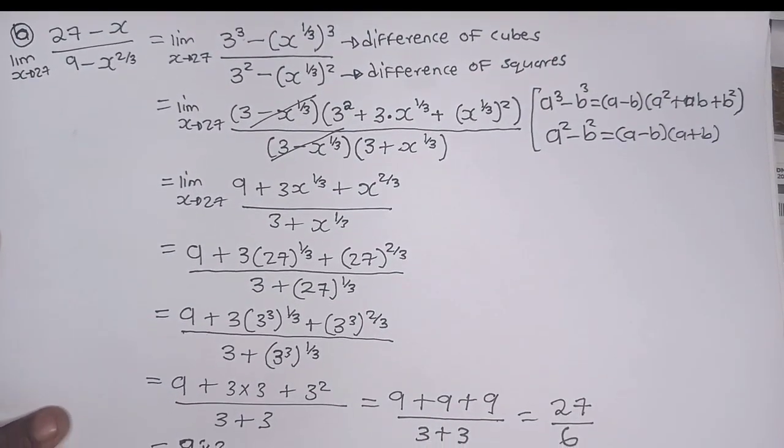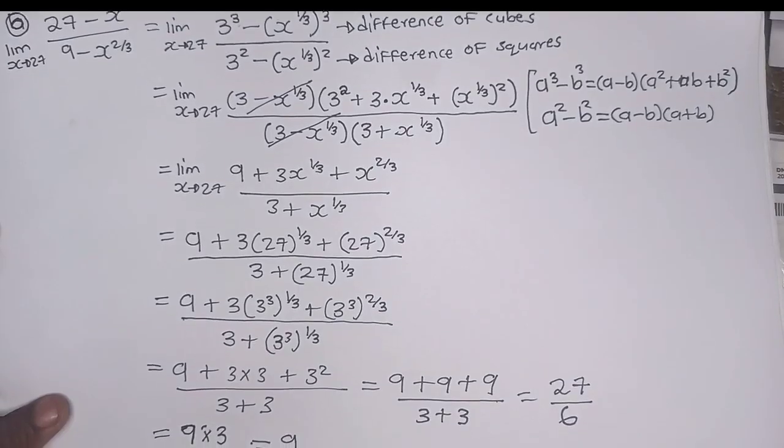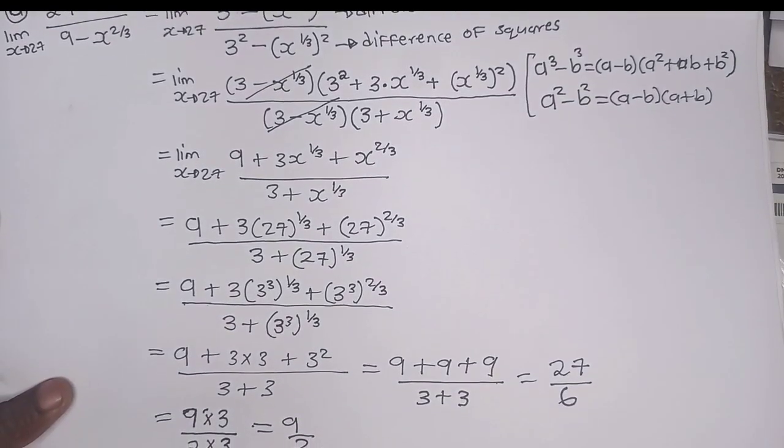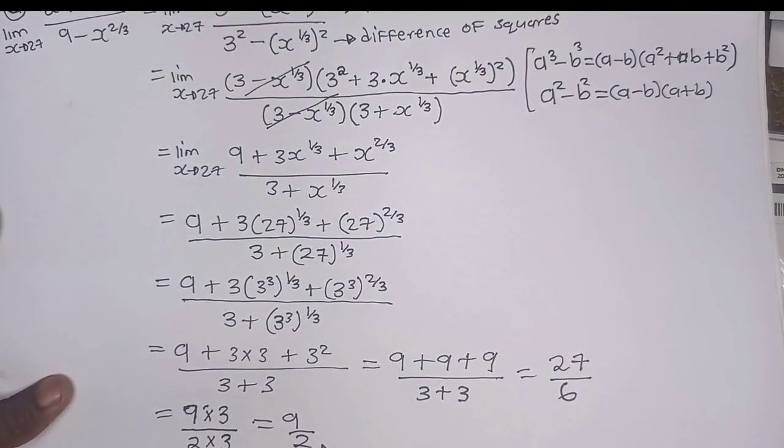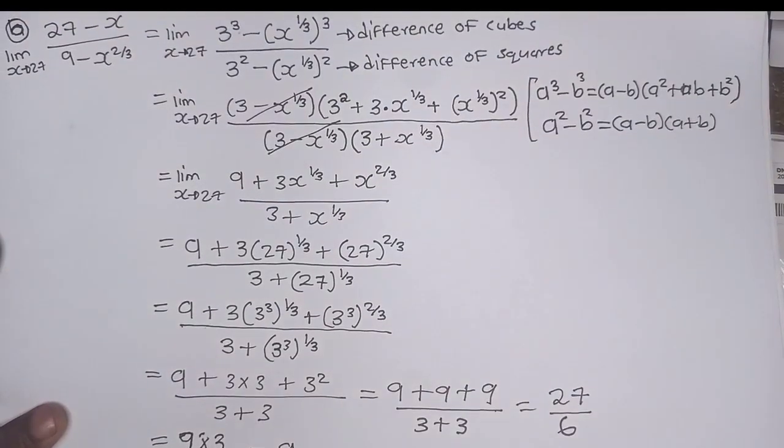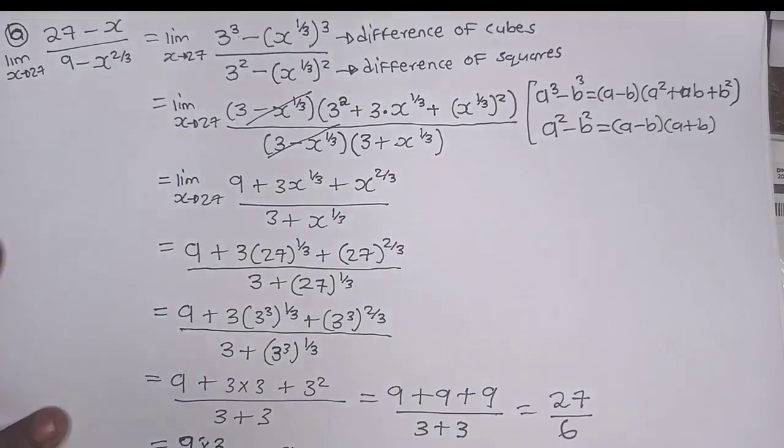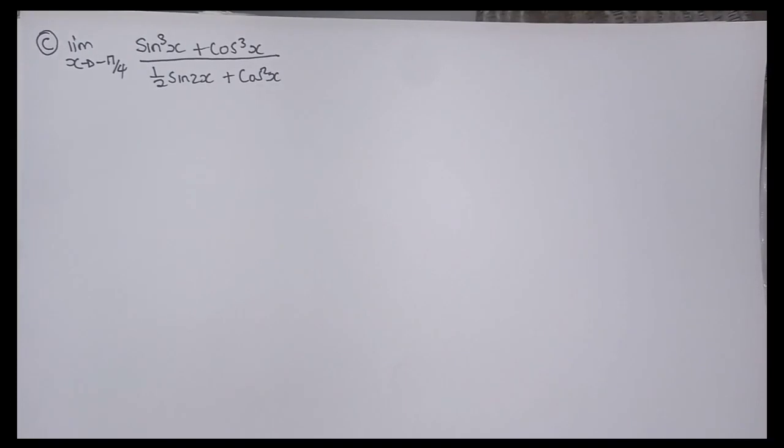Hopefully you get it. Just look at it slowly, try to digest it. There's nothing hard if only you understand. Can we focus now on the third problem? So this is our third and last on the limits of factorization type. So first things first, you are required to evaluate this limit.